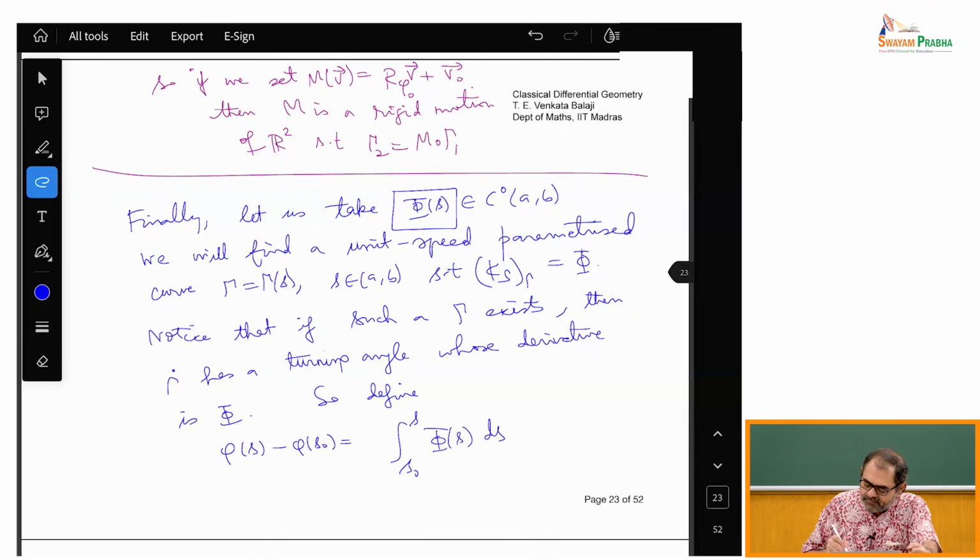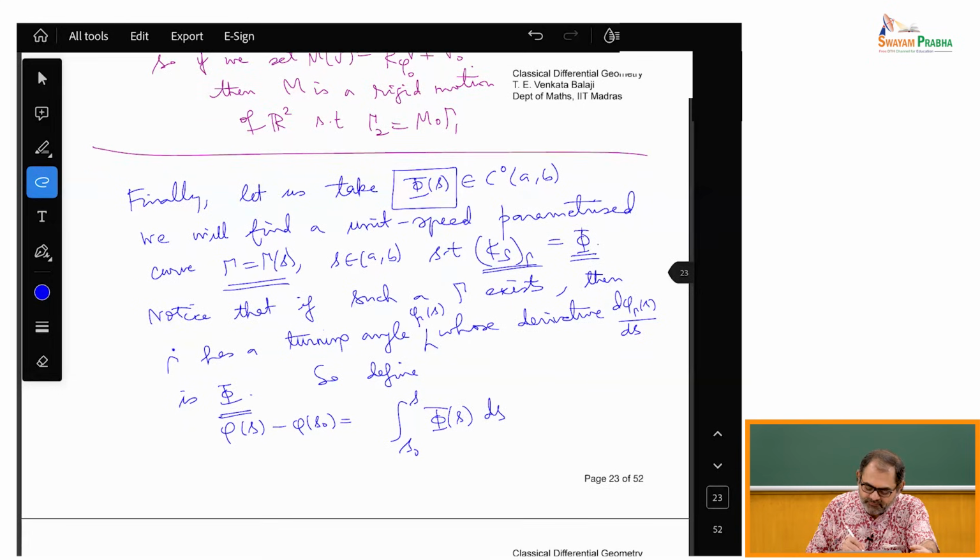So you see, at the back of your mind, you want to find gamma such that the sine curvature of gamma is capital phi. Okay. But then this sine curvature of gamma is actually d small phi by ds. Okay. So there is a turning angle phi sub gamma of s whose derivative d phi sub gamma of s by ds is your capital phi. So you write the integral of capital phi to be small phi. Okay, that should be the turning angle. So you define small phi like this.